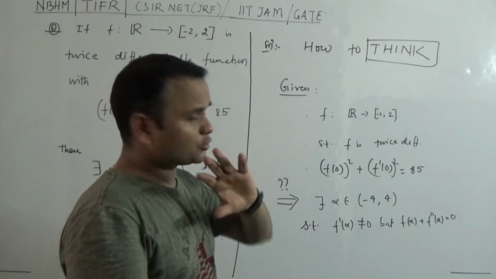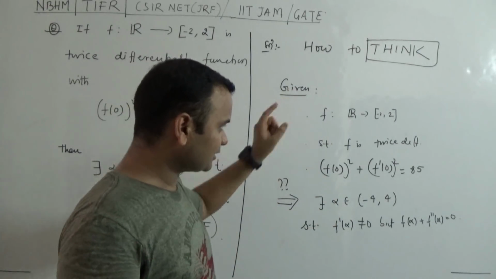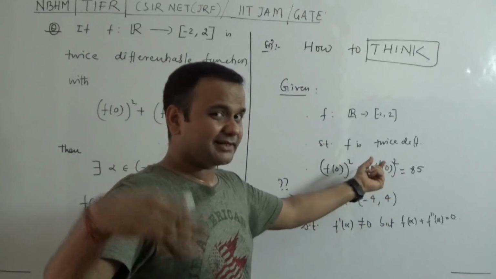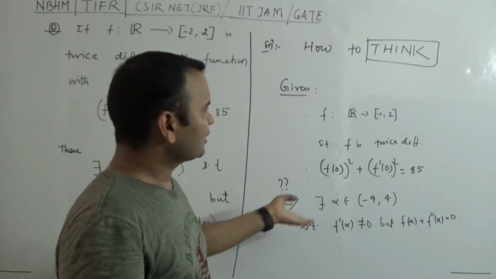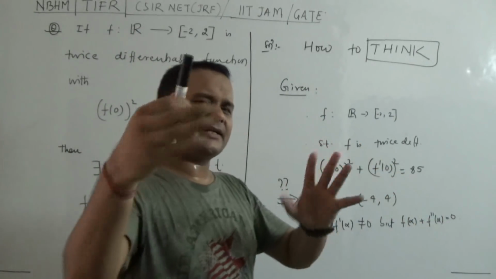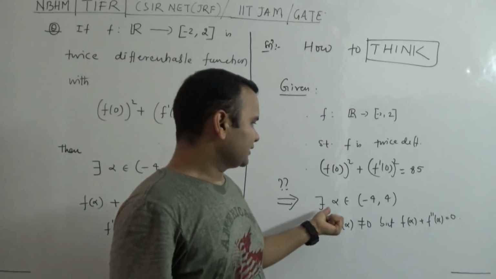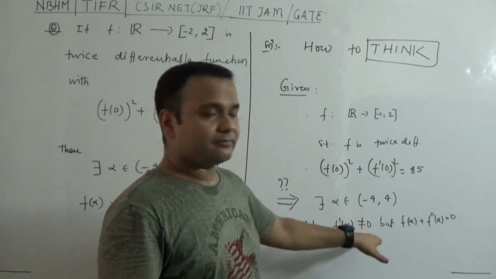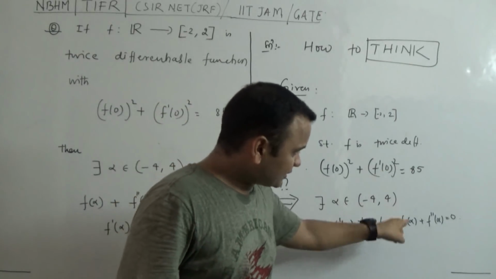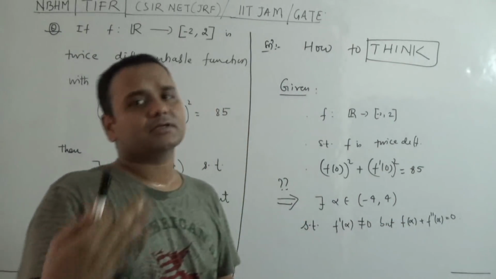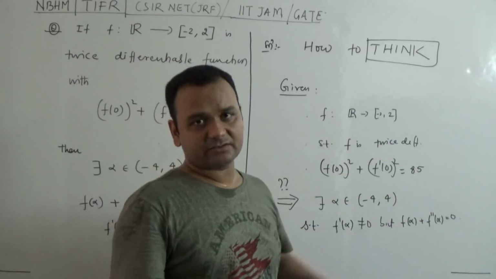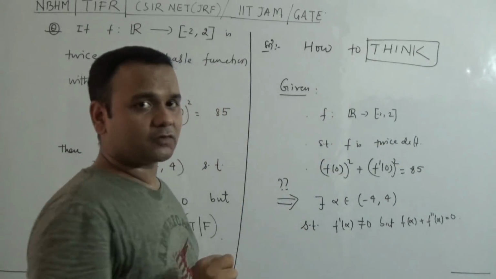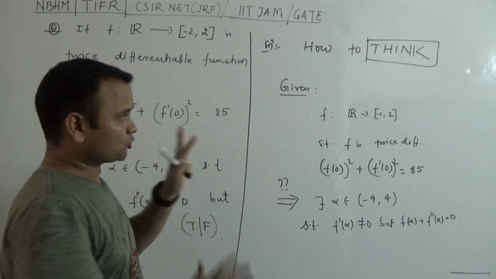The question is very simple. Twice differentiable, functional value at 0 and the derivative squared is equal to 85. 85 is not important, that can be any random number, doesn't matter. Then can you find alpha from minus 4 to 4 such that derivative at alpha is not equal to 0 but functional value at alpha plus double derivative at alpha is equal to 0, because function is twice differentiable. Is it true or false? That's what they ask. ठीक है? So question समझ में आया?